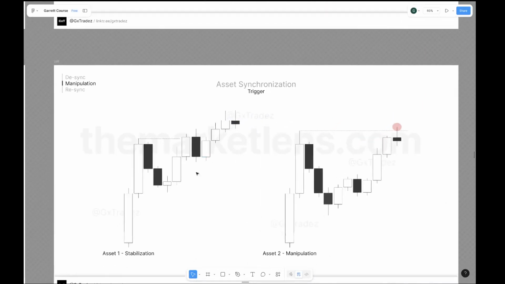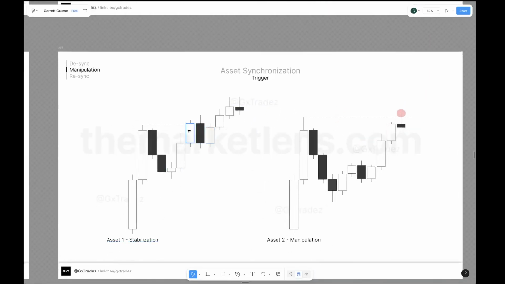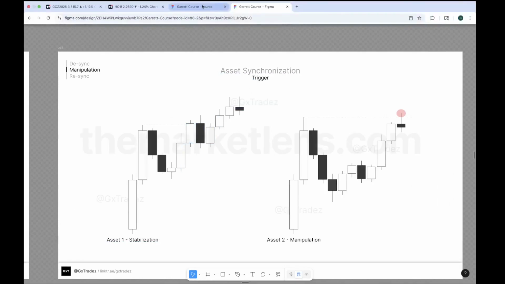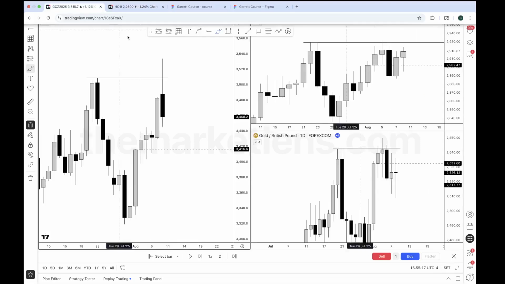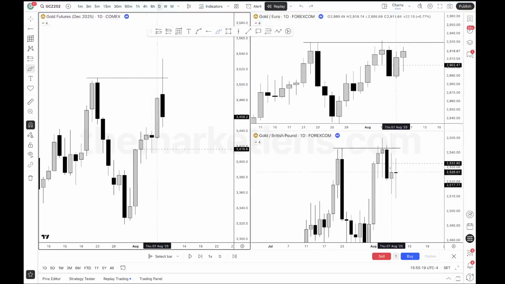Where is that? These assets here, essentially, they're just waiting for gold to manipulate. So they're just gonna be doing nothing really. They're just gonna be consolidating, right? They're not really doing anything. They're just waiting for this asset to manipulate.